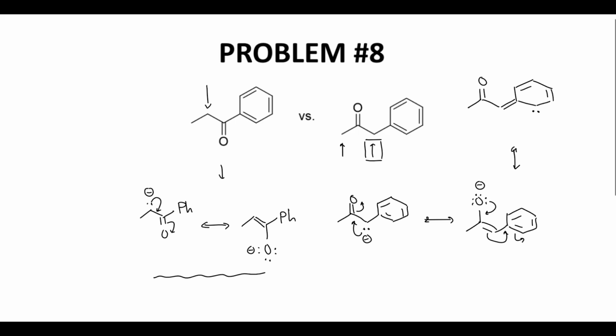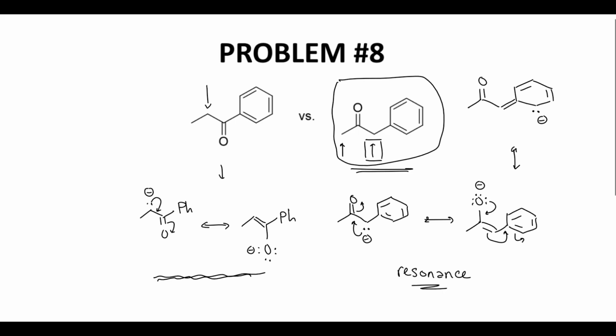But even if it's just a little bit good, it's something that the left-hand structure cannot do in its resonance form. We can't delocalize into the benzene ring. So this right-hand structure has a little bit more up its sleeve in terms of electron density delocalization than the left-hand structure. So for problem 8, the right-hand structure is more stable, and it's not that it has resonance, because both structures have resonance, but the right-hand structure simply has more resonance. So we'll go with the right-hand structure as being somewhat more acidic than the left.